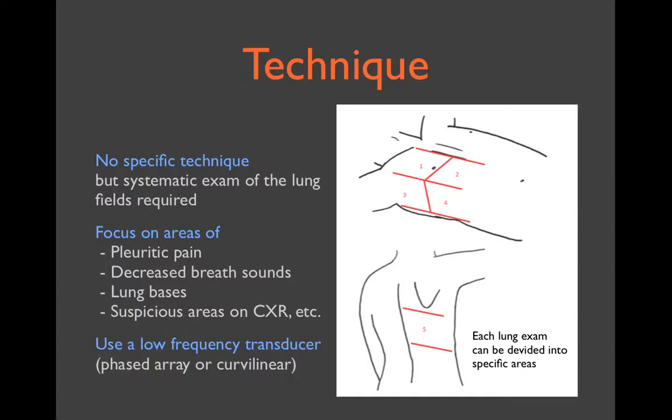Furthermore, the lung bases will be the site of many consolidations and should be examined with particular attention. Use a low-frequency transducer, such as the phased array or curvilinear probe. These will provide adequate depth for looking into the thorax.